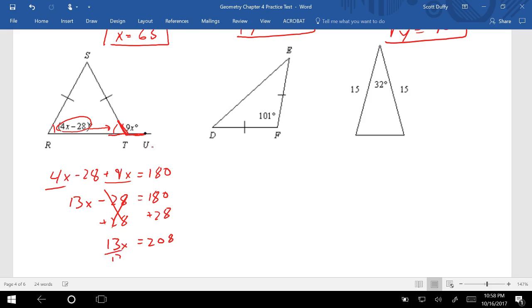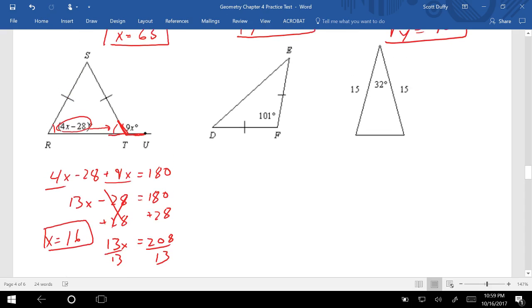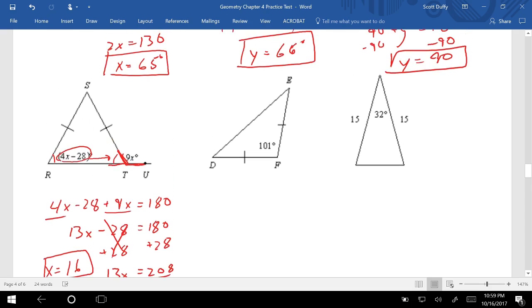Divide by 13 and you're going to get x equals 16 degrees. No, it's not 16 degrees, just 16. That's the value. And we want to find both this angle and this angle. Pretty easy. They're both the same if this is an isosceles triangle.